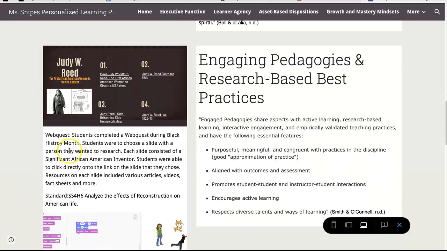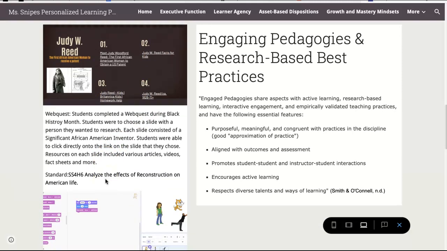Same here, students were able to choose which person they wanted to work on, and they're able to choose the resources that they want to use. These were all links you could click into for different articles or videos or read alouds that you can listen to find out more about people in social studies.